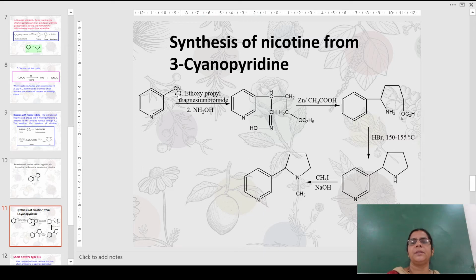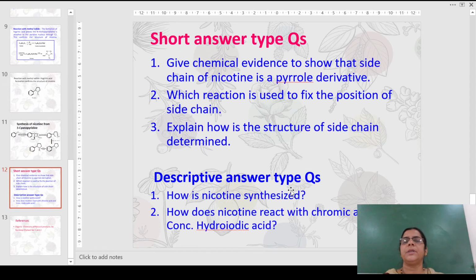Synthesis of nicotine, starting from cyanopyridine. This is cyanopyridine. It is treated with ethoxypropyl magnesium bromide. This is a Grignard reagent, and further reaction was carried out with hydroxylamine to give a compound like this. Later on treated with zinc and acetic acid, hydrogen bromide at higher temperature, and finally methyl iodide in presence of a base gives the nicotine, and this confirms the structure of nicotine.